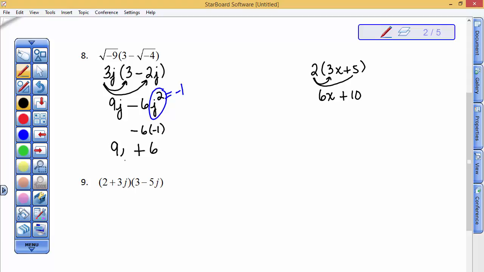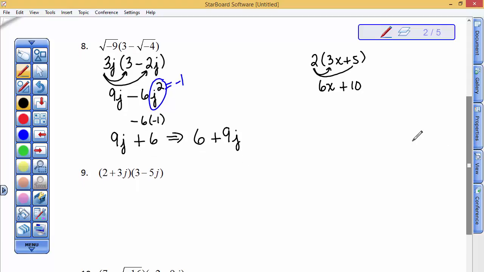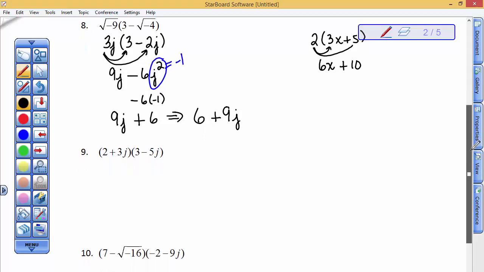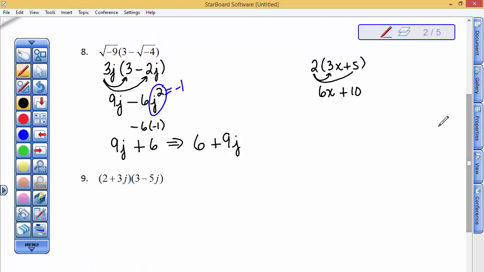So 9j plus 6. Many people will write this real number first and then imaginary number second. Addition is commutative. I don't care what you do, but I want you to know that you'll often see the 6 before the 9j. All right. So always remember j squared is a negative 1. And from now on, when I see this minus 6j squared, I'm just going to call it a plus 6. I'm going to drop the j squared off because I take that negative 1 and change the sign of this because a negative times a negative is a positive.